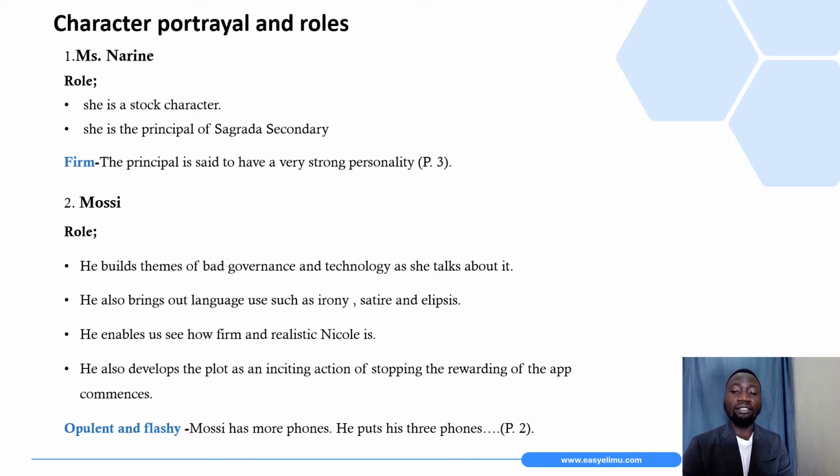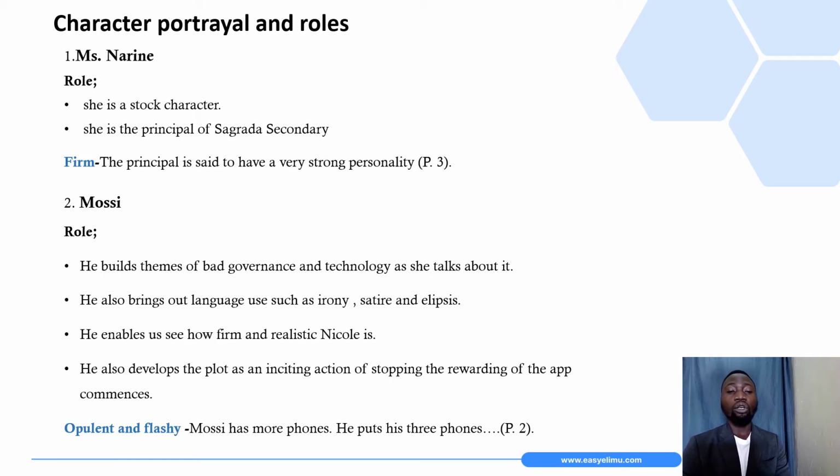Some of the impunities in this municipality are as a result of his own liking, because he is the leader and he fails to take action and to ensure that he does the right things. So he builds themes of bad governance and technology, as it is talked about.